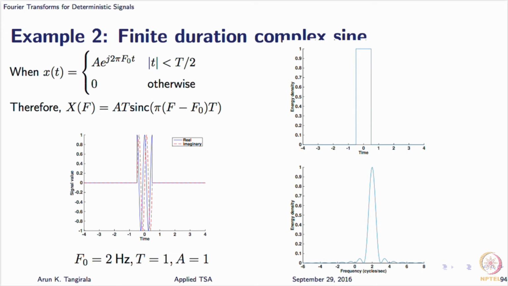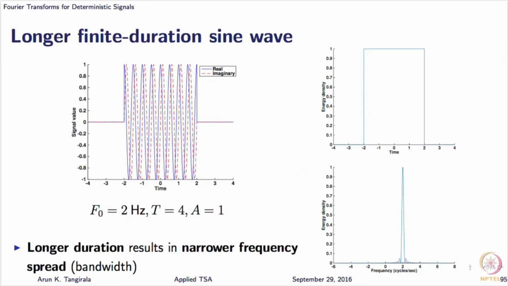So, you can see that the energy density exists only over a finite interval in time, whereas the energy density is spread all over in frequency. Now, suppose I increase the width of the signal, what should happen to the energy density in time? It will spread. Then one should expect a shrinkage in the energy spread, or the bandwidth, of the signal. So, let us see if that happens.